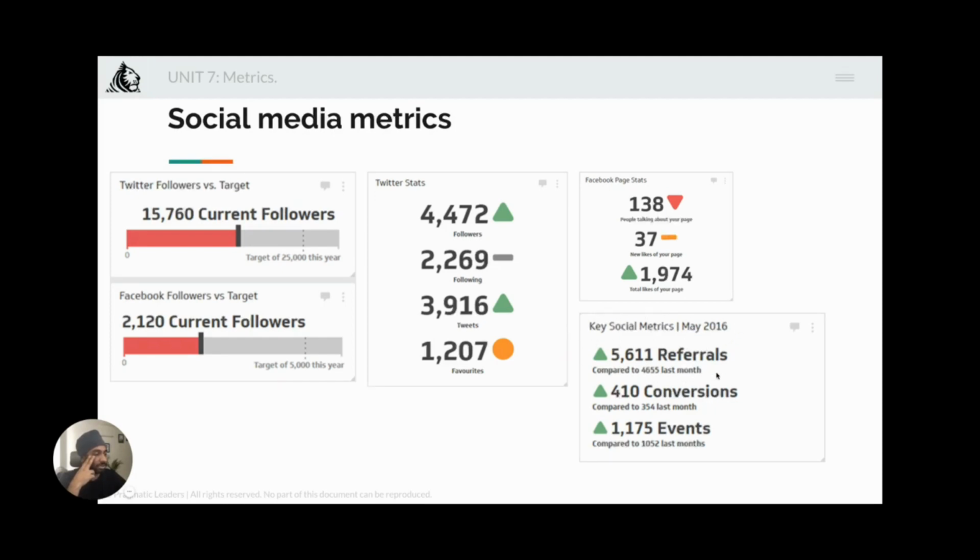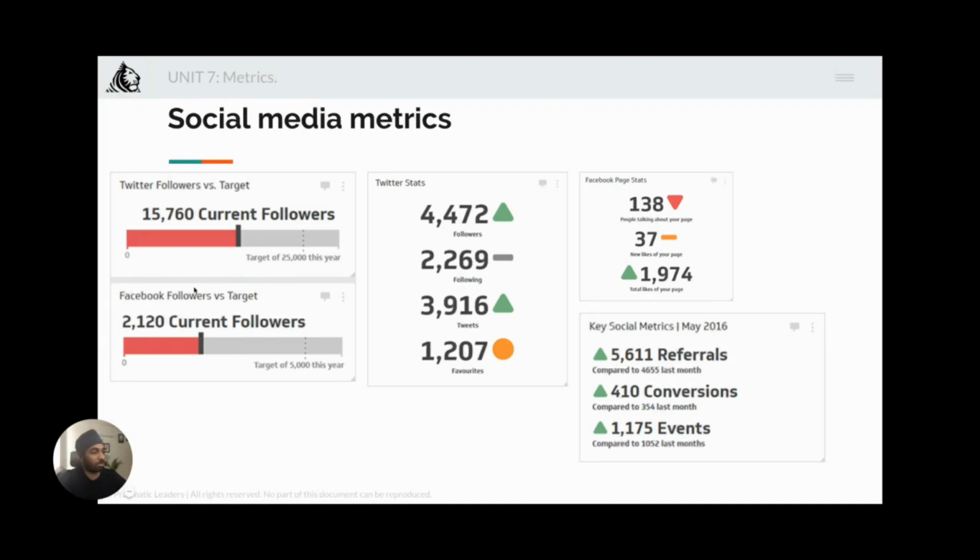So 5,600 referrals, 410 conversions, 1,175 events. This is abstracted across all the channels, right? Now, if you want to go deeper, so this is the number that you will typically show to your business stakeholders or your CEO or the board or something. This is the number you will typically show, right? But within your team, you will typically talk about this.